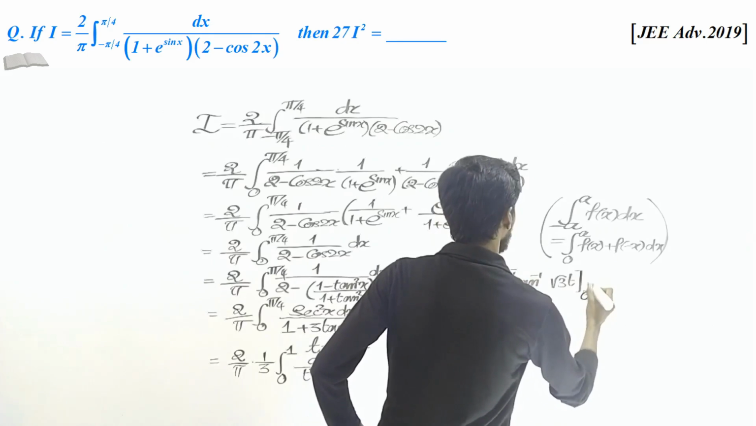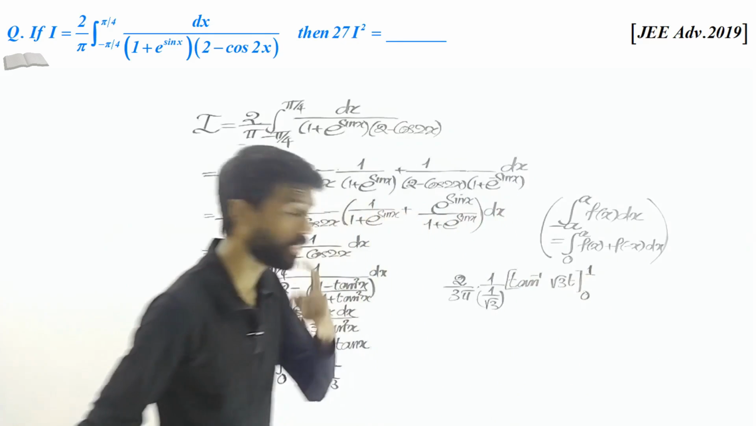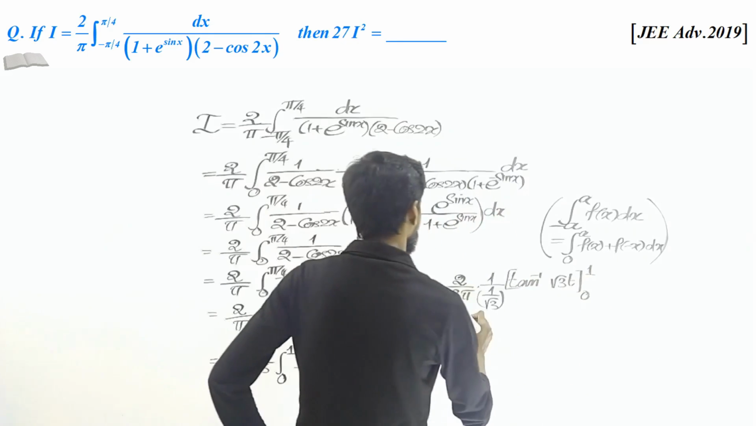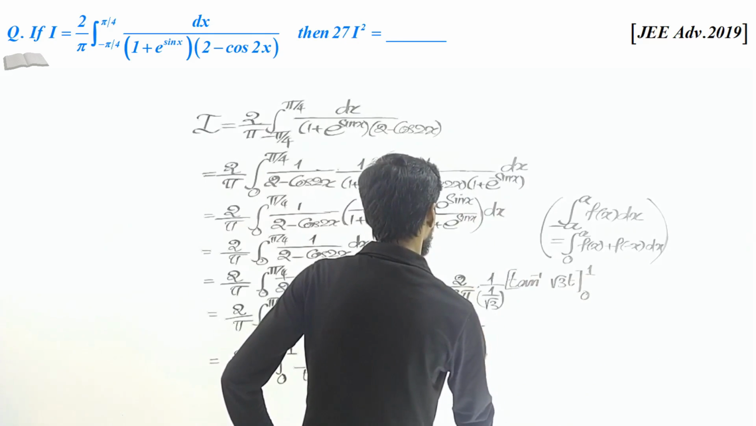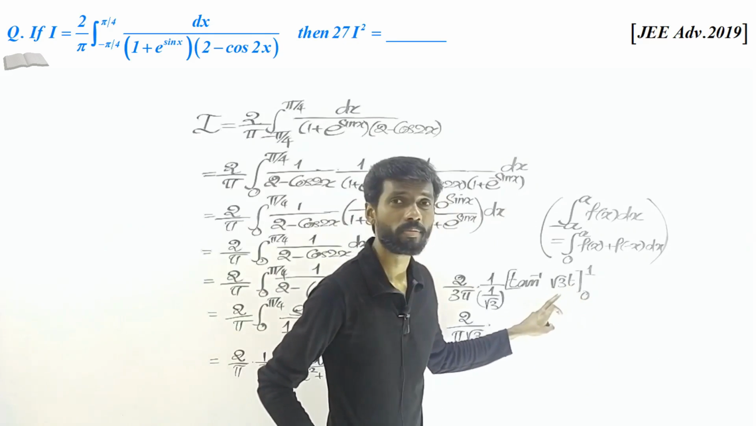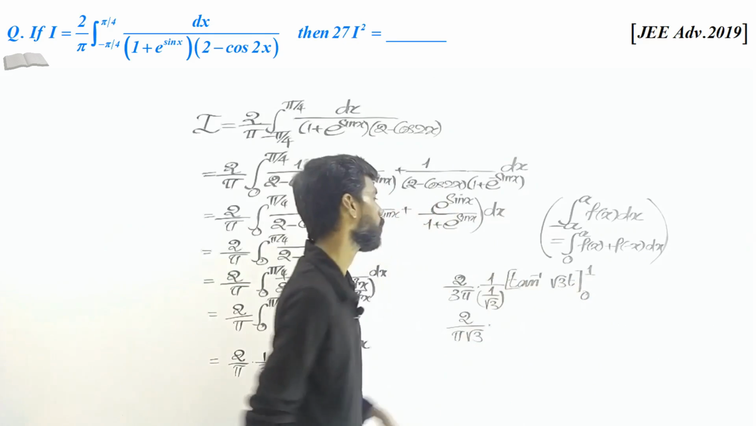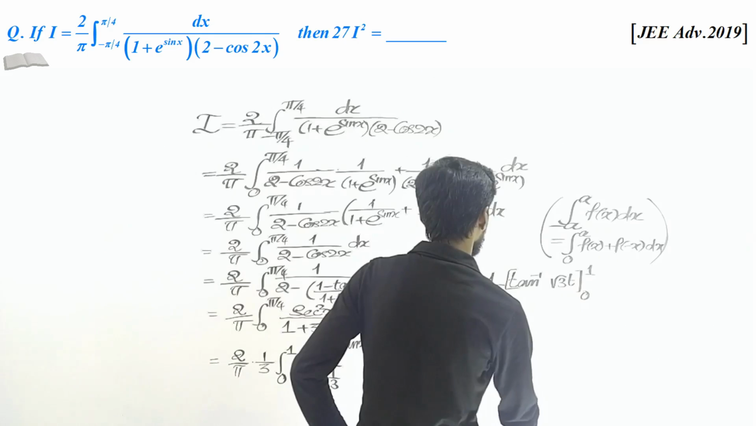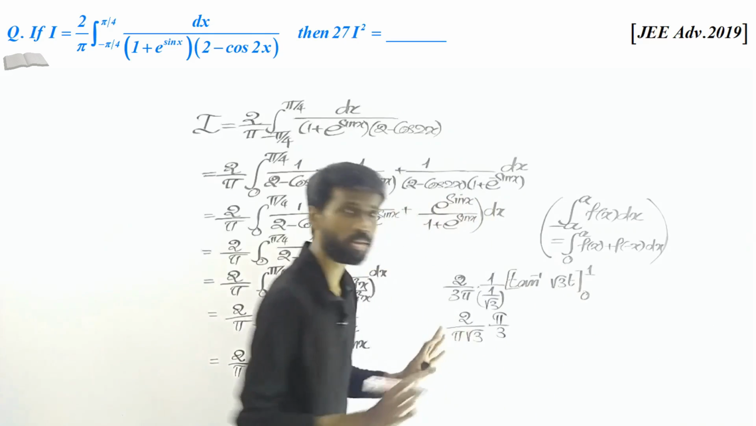So that is from 0 to 1. So that's all. So simplify this. So this becomes 2 divided by pi root 3 multiplied by tan inverse of root 3, right? Substitute 1 here, the upper limit, tan inverse of root 3. So that is pi by 3, and tan inverse of 0 is 0. So that's all. So this is the value.